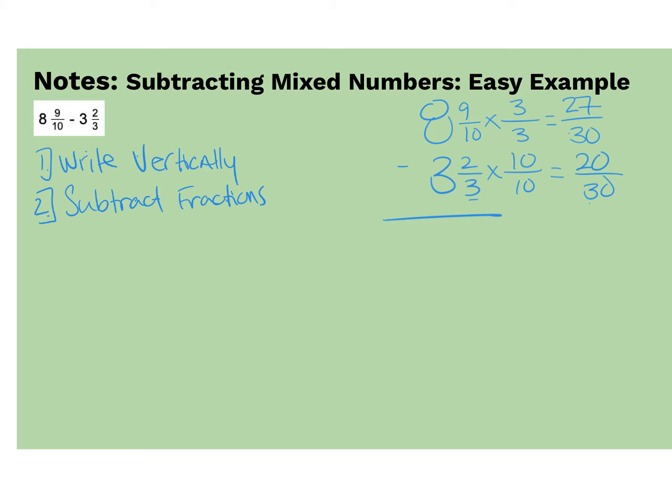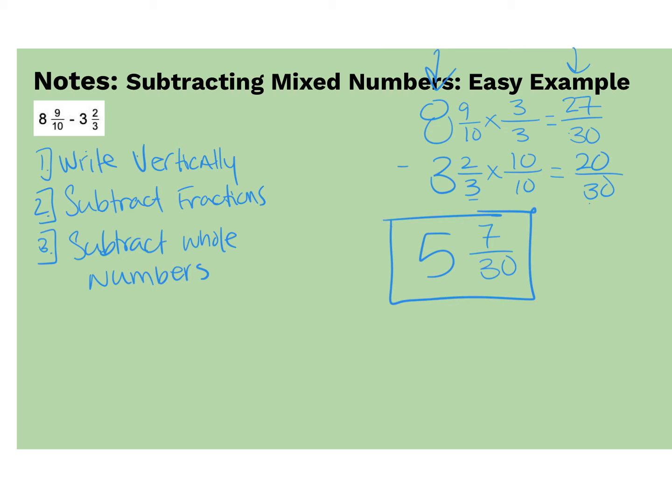Now I can subtract these fractions right here. 27 minus 20 is 7. Denominators stay the same. Step 3, subtract your whole numbers. So 8 minus 3 is 5. This cannot be reduced or simplified anymore. So this is our final answer. When you have an easy example, it's just those 3 steps. So the hardest thing you'll have to do is figure out your common denominator. On the next slide, we're going to do the harder example.